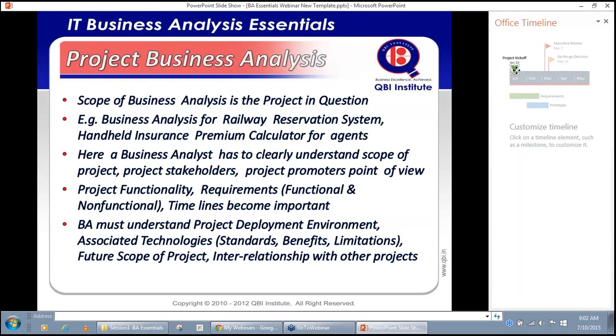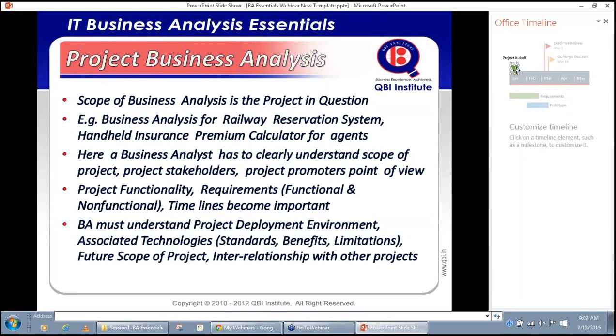So all these, even soft activities, there is a method to it. And this method, if you are able to do, then business analysis activity is easy. So here project functionality, project requirements, functional and non-functional, timelines, all these become important.